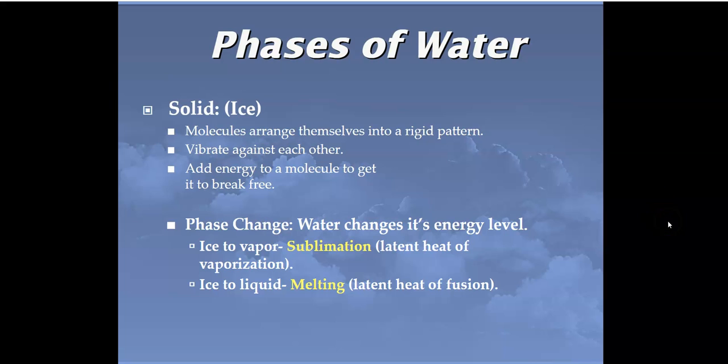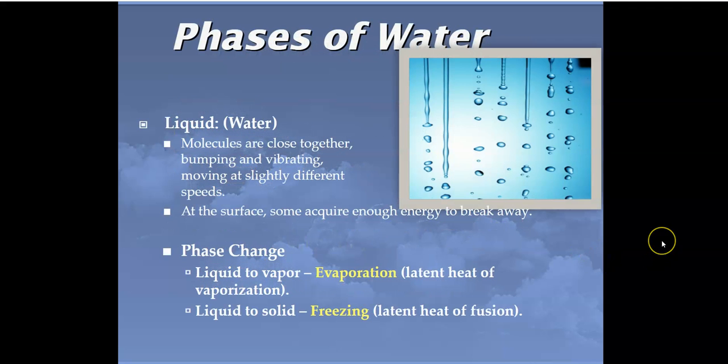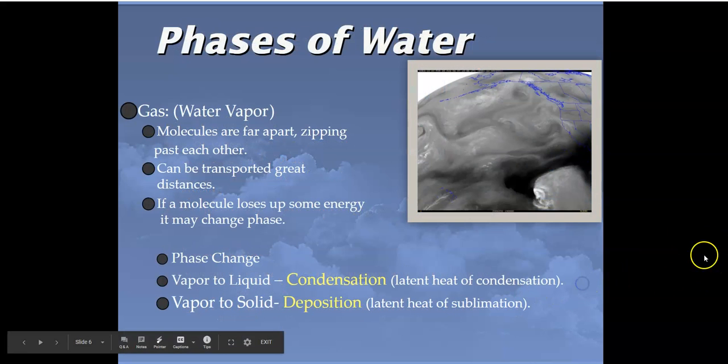The phase changes that occur when its energy level changes: we can sublimate when we go from ice straight to a vapor. If we go from ice to a liquid, it's considered melting. Liquid water, the molecules are very close together, bumping and vibrating, moving at slightly different speeds. At the surface, some of them acquire enough energy that they will actually break away and form little air droplets. The phase change here, from a liquid to a vapor, we call evaporation, or the latent heat of vaporization. We can also go from a liquid to a solid, or freezing, that latent heat of fusion.